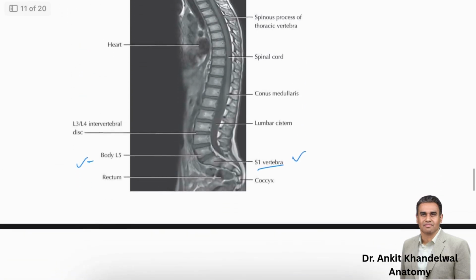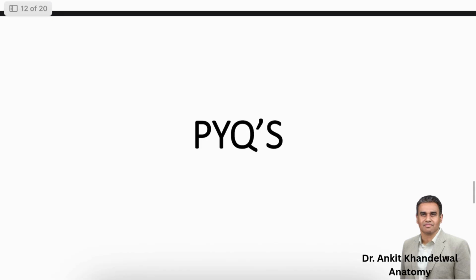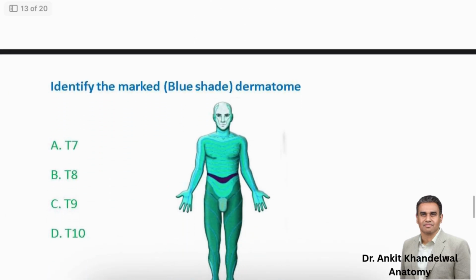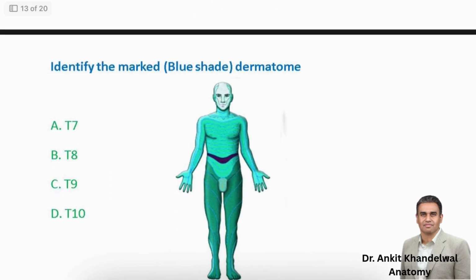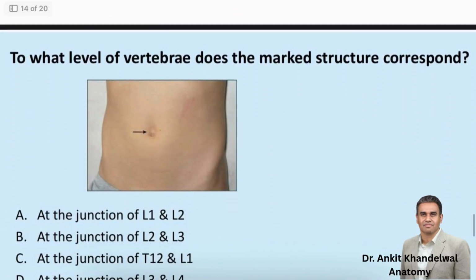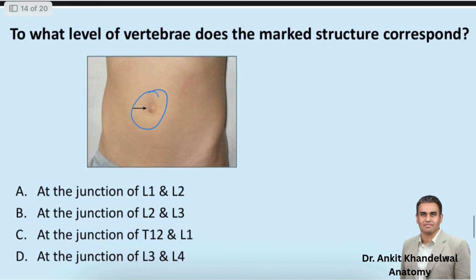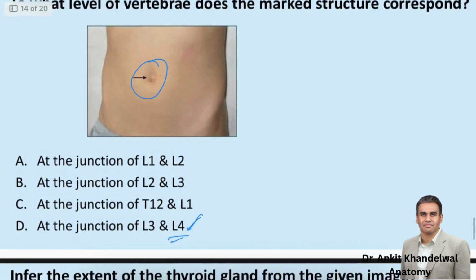Now, coming to the last part, the PYQs, just to show you. I'm not going to discuss all of it. You must be doing these, but I just want to show you the relevance of why I have kept this as an important topic. Here you can see the important questions coming from it, right from identifying the marked blue dermatome, which is the umbilicus area around T10. Then again the umbilicus question came, but now they were asking about the vertebral level, so it lies around the L3-L4 junction. And remember what is happening at L4, the bifurcation of the aorta.